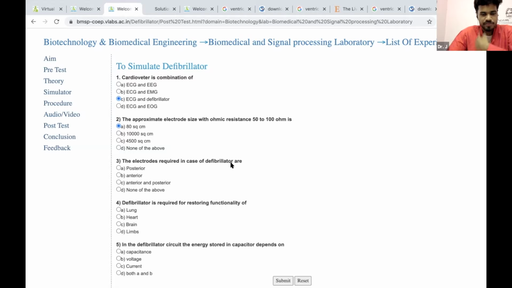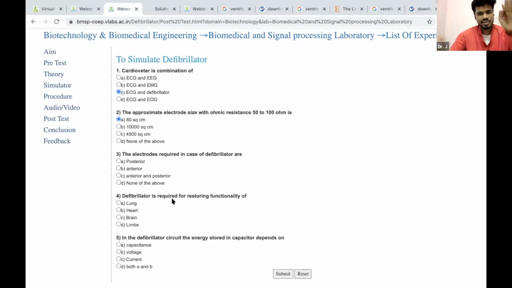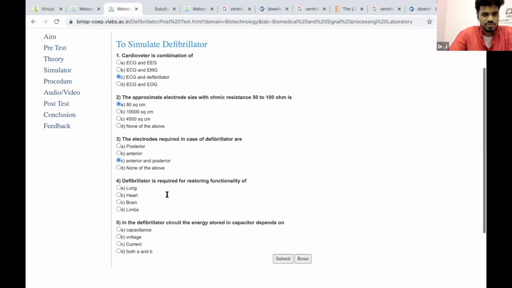Electrodes required in case of a defibrillator. Where do you put the electrodes? You need two sides of the heart, roughly. So either posterior and anterior won't hold good. So left and right, or anterior posterior, is what I would choose.